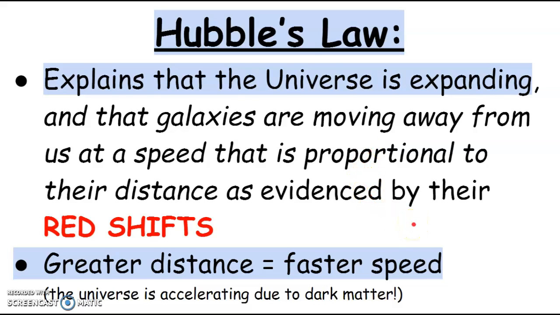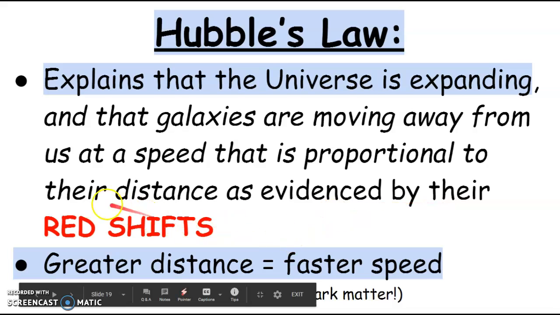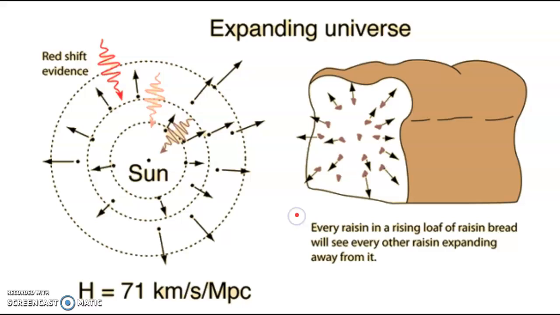So, Hubble's law tells us that the universe is expanding and that galaxies are moving relatively away from each other from their particular positions at a proportional speed. And this is called the red shift. And so the greater the distance the galaxies are from each other, that means they've moved faster. And so they're going to be red shifted to a higher red coloration. And this is called Hubble's Law.